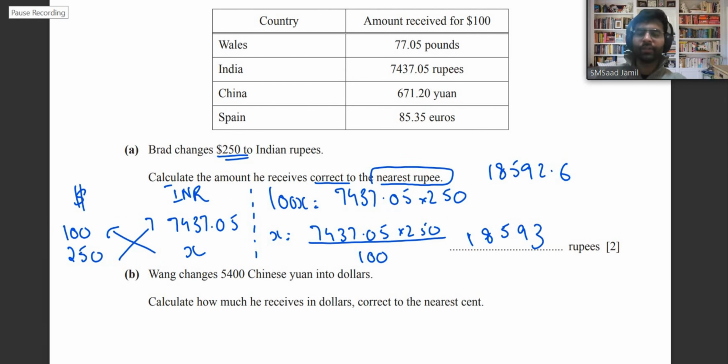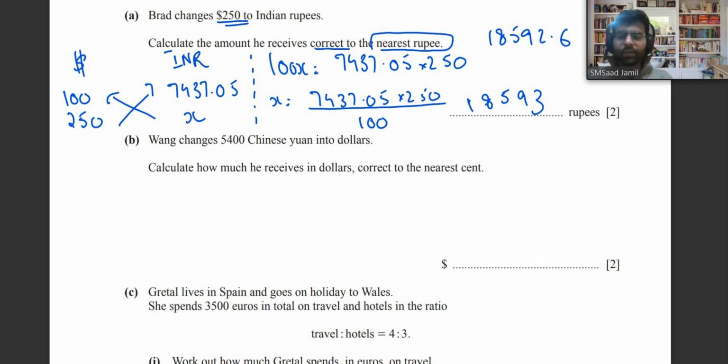So now in the next question it says that Wang changes 5400 Chinese yuan into dollars. Okay, calculate how much he receives in dollars correct to the nearest cent. So guys, again write dollar and write Chinese yuan. I'll just write yuan for you guys.